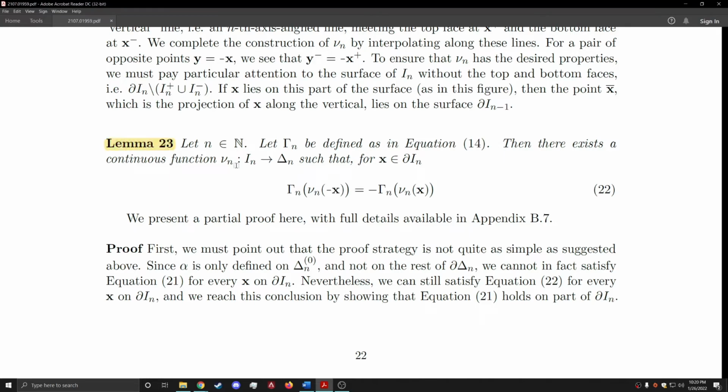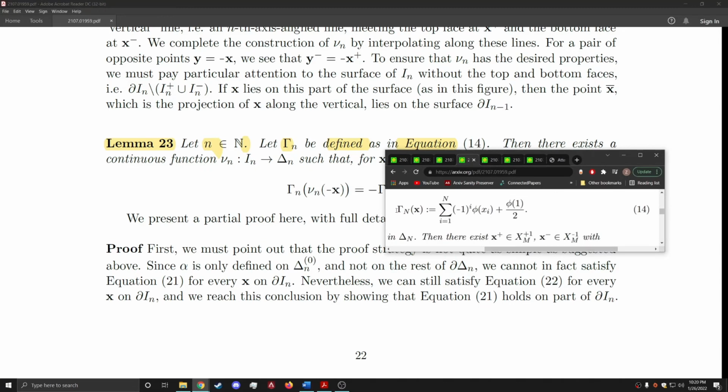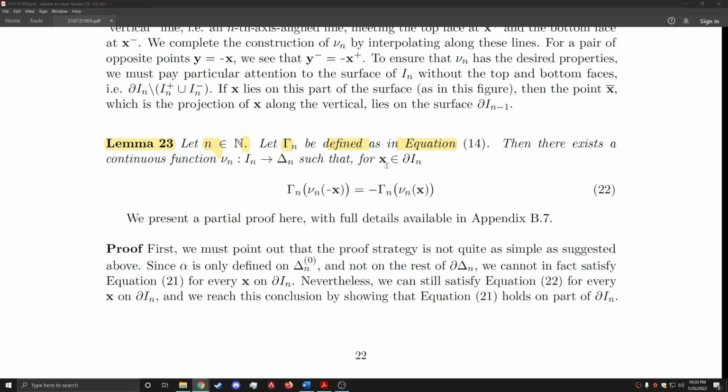So let's talk about lemma 23. N is going to be a member of the natural numbers, and gamma sub n is going to be defined as in equation 14. What was equation 14, you might be asking? Well, equation 14 is the only way we've ever defined gamma. So that's pretty straightforward. So there exists a continuous function, nu sub n, such that it maps this hypercube to the n simplex, such that for x on the surface of this hypercube, we're going to have this thing right here, which fits the Porsugalam Theorem.